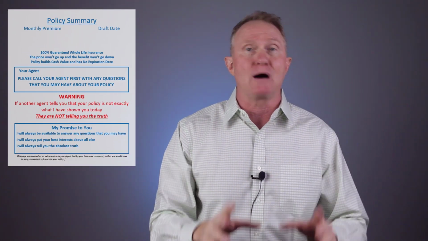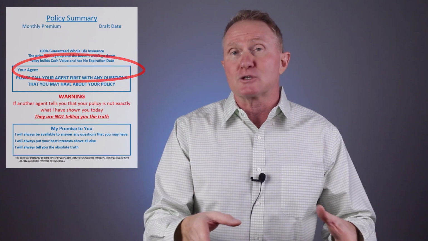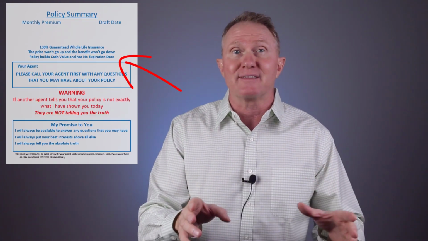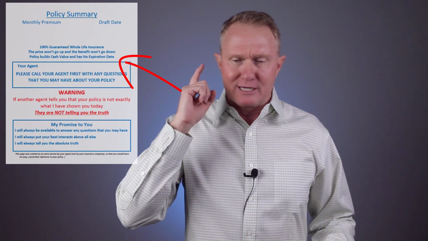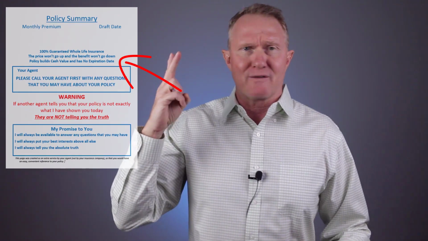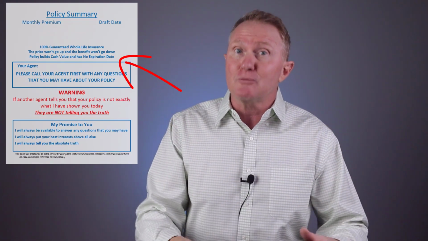Finally, I write down the monthly payment and the draft date on the policy summary. Now, the policy summary has my name on it, my phone number on it, and what I do is read the first part of this form out loud to them where it reiterates the guarantees of whole life insurance. The price will never go up. The death benefit will never go down. The policy does accumulate cash value, and then I'll give them a brief explanation of exactly how cash value builds up in the policy and how it works.